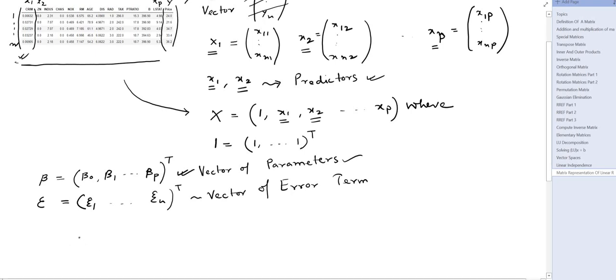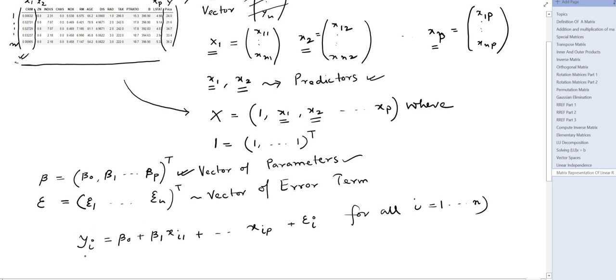That will be nothing but y_i = beta 0 + beta 1 x_i1 + ... + beta p x_ip + epsilon_i, for all i from 1 to n. So for each of the observations, this equation will be like this.